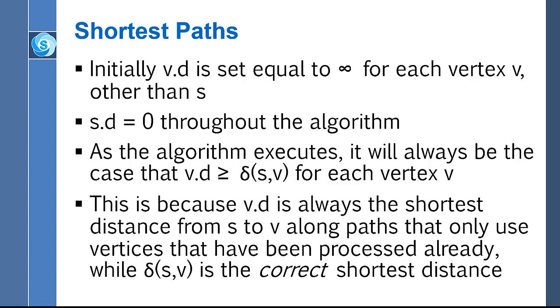I say it once again because this may not have resonated, and it's absolutely cool that you get your head around this idea. Delta(S, V) is the true shortest distance from S to V in the graph, whereas V.d is the shortest distance where we restrict only to paths that have been discovered so far.